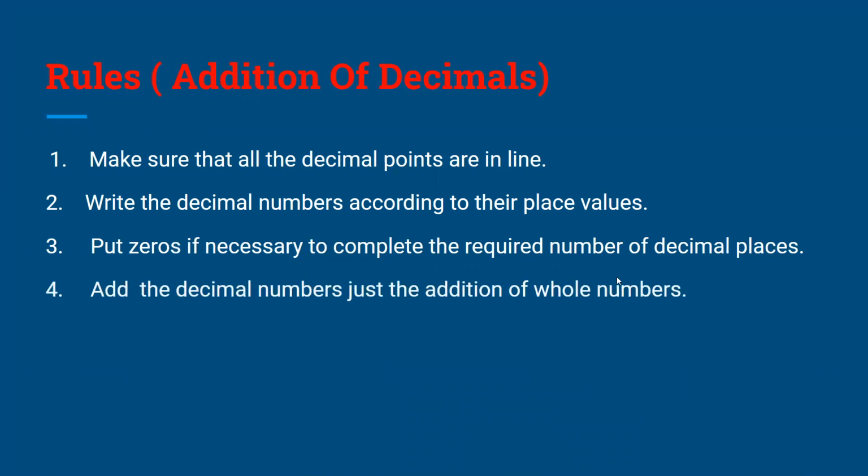Rule number 4 is to add the decimal numbers just like the addition of whole numbers. As we add whole numbers, in the same way we will add decimal numbers. Only one thing we have to remember, that all the decimal points will come in a line. And if the digits are less, we will put 0 in their place. And all the numbers are written according to their place values. These are the 4 rules that we have to follow to add decimals. So let us start with the examples.